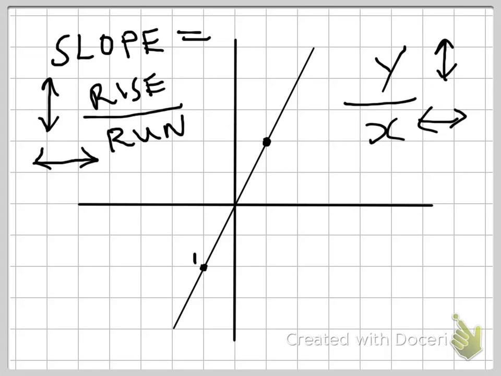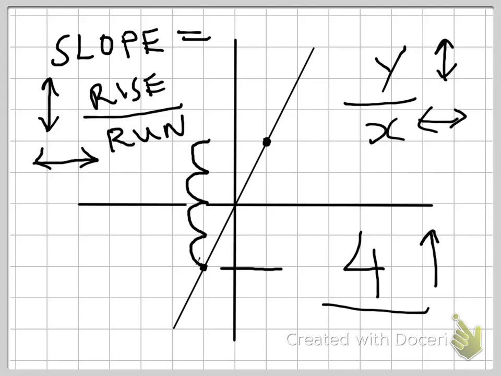Okay, the rise, I'm going to go up how many places between these 2 points, okay? So on your graph paper, you have the squares. You're going to go up. Ready? A 1, a 2, a 3, a 4. Right, the rise is 4, okay? I went up 4 from that point, okay?